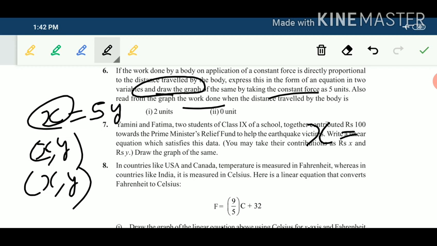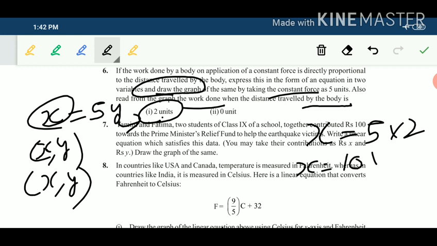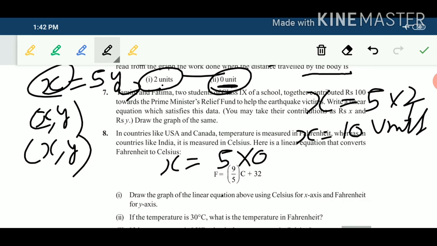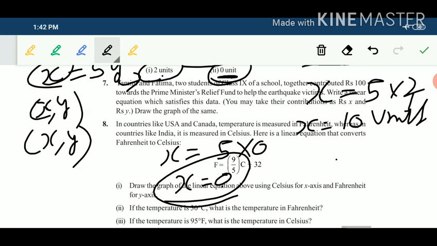If the distance traveled by the body is, first is 2 units, if the distance traveled means y value is 2, then what is the work done? So that is 5 into 2, 10 units. For the second part, if the distance is 0 units, work done is force into distance. 5 into 0 is 0, so x value is also 0. So if the distance traveled is 0, it means work done is also 0.